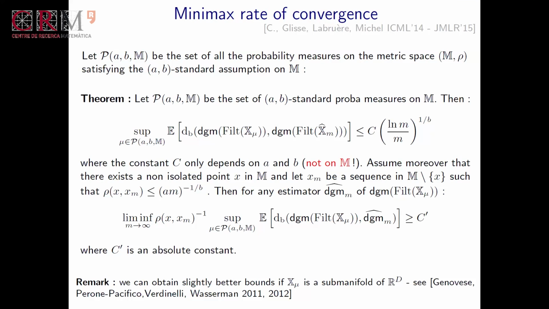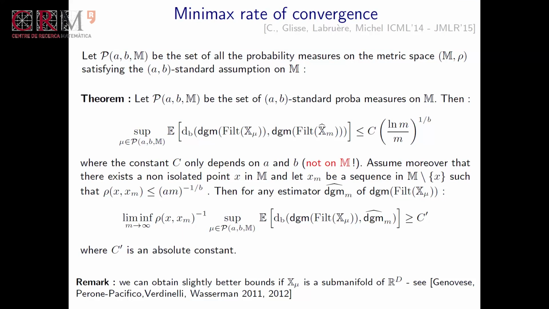Then I look at the expectation: I sample m points at random, and I look at the bottleneck distance between the diagram built on top of the m points and the limit diagram. This is a random variable, so I can look at the expectation of this real-valued random variable. And I look at the supremum of this expectation over all the possible ways to sample according to a measure mu which is A/B standard. This supremum is upper bounded by something in (log m over m) to the 1 over b.